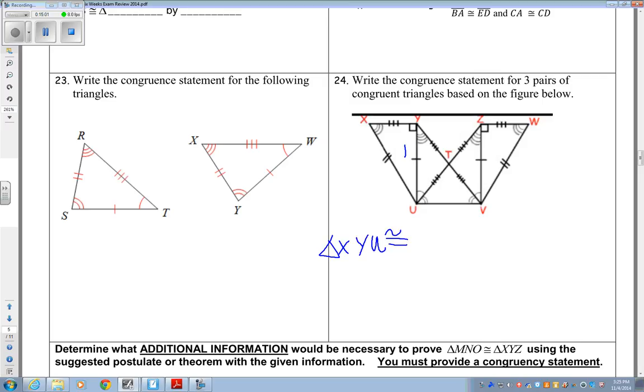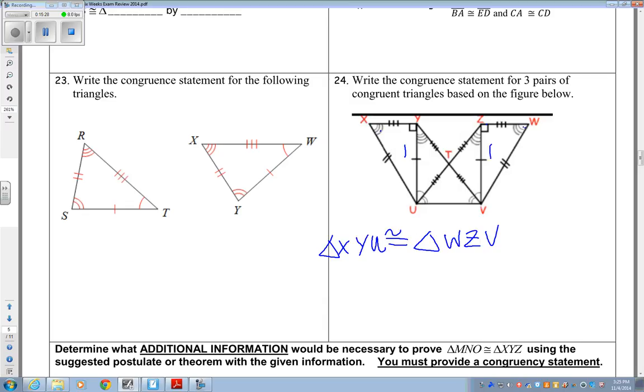Which other triangle is congruent to XYU, and you have to mark. So it's WZV. Yes, you have to use the same markings. If this has 3 arcs, then I have to start with W because it has 3 arcs. If I go to the box, then I have to go to this box, okay? So there was one right there. So let's pick another one.